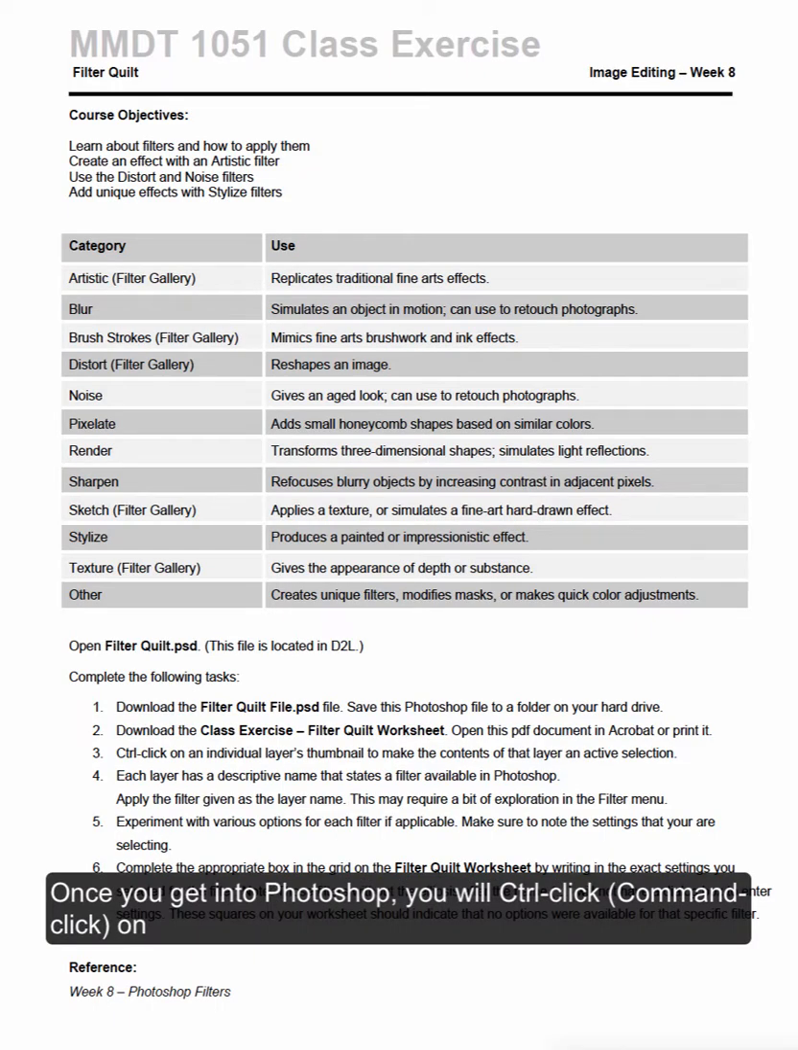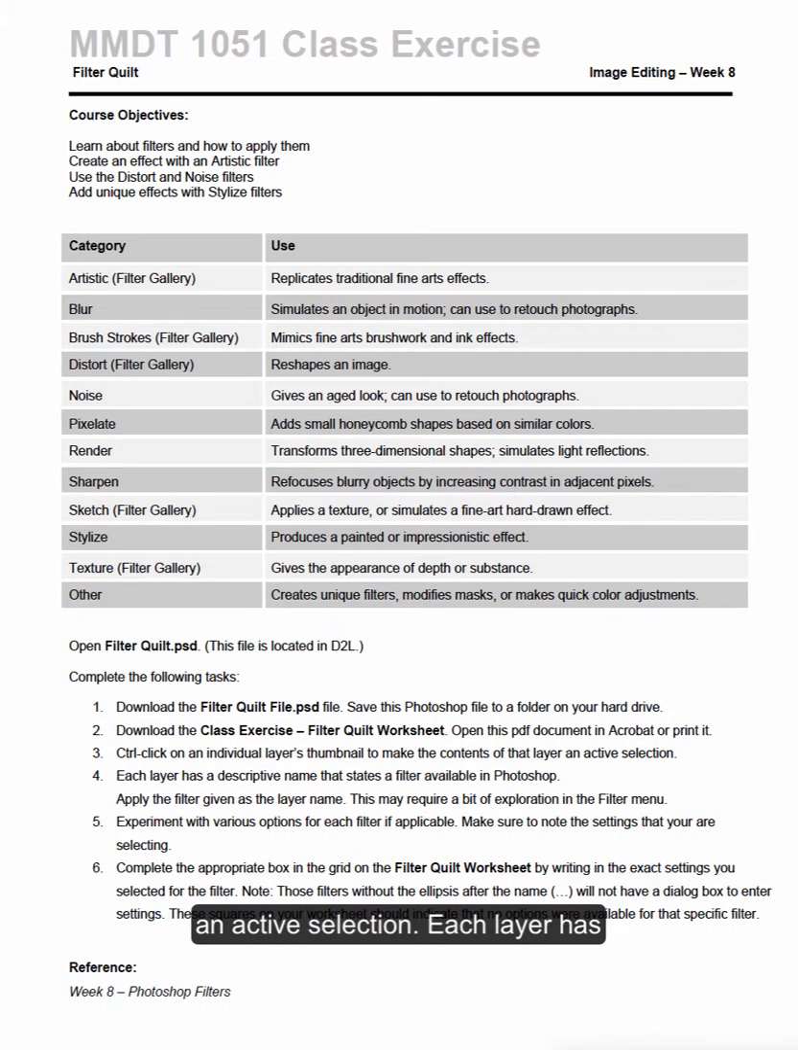Once you get into Photoshop, you will control-click on an individual layer's thumbnail to make the content of that layer an active selection. Each layer has a descriptive name that states a filter that is available in Photoshop. You're going to apply the filter given as that layer name. This might require that you do a bit of exploration in the filter menu. I want you to experiment with various options for each filter if applicable. Make sure to note the settings that you are selecting.